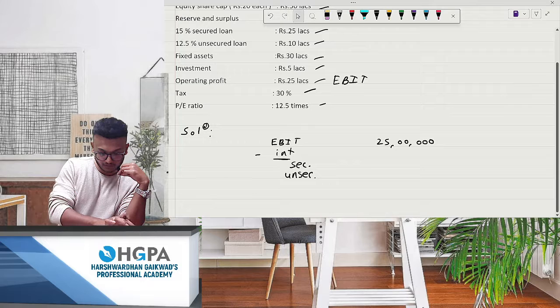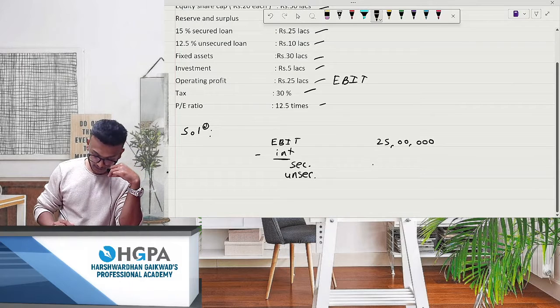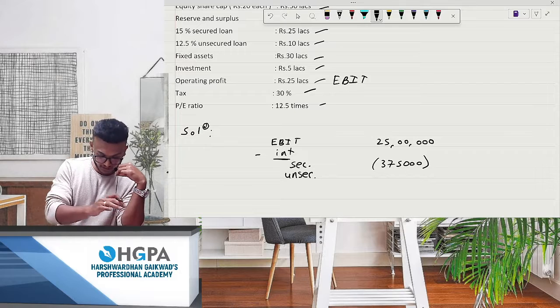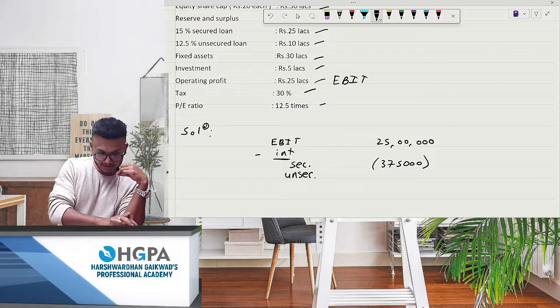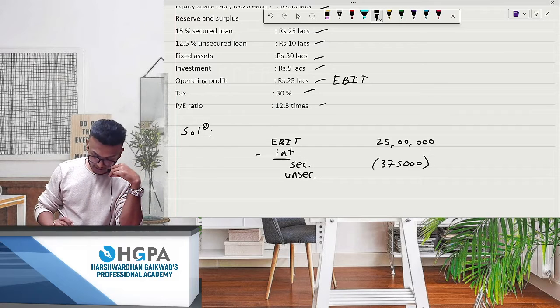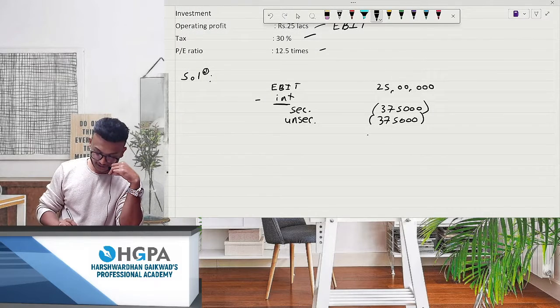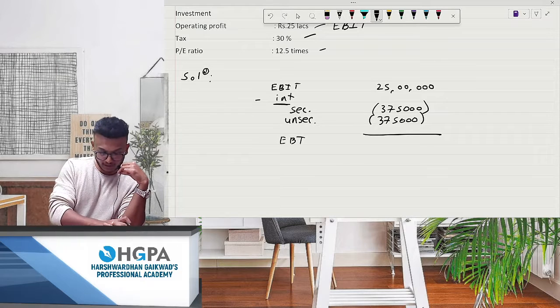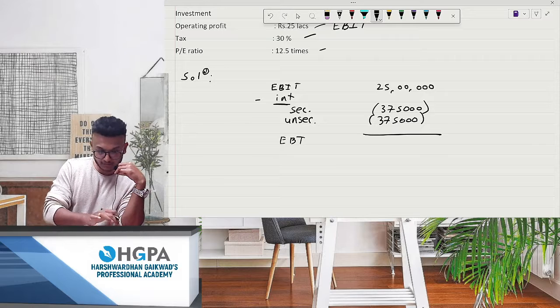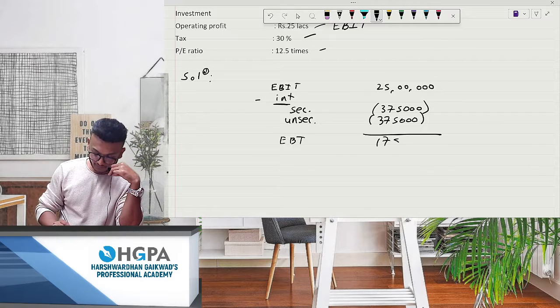25 lakhs into 15% will be 3,75,000, and unsecured it will be 30 lakhs into 12.5%. This will be again 3,75,000. Okay. Now EBIT minus interest, next you will get something called EBT. Do it: 25 lakhs minus 3,75,000 minus 3,75,000, you will get 17,50,000.